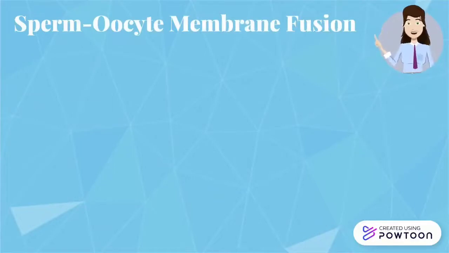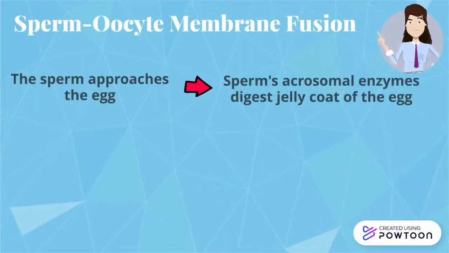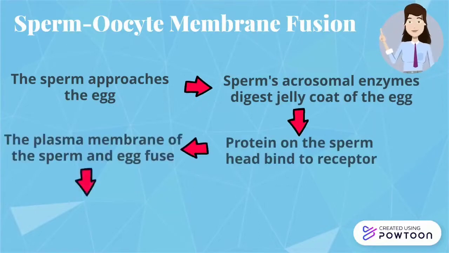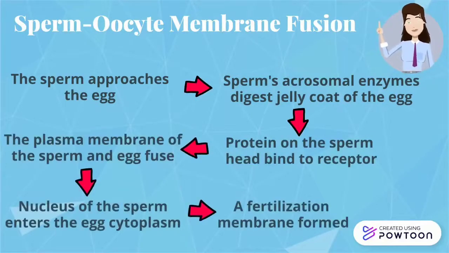For the sperm-oocyte membrane fusion, the sperm approaches the egg. Then, the sperm's acrosomal enzyme digests the jelly coat of the egg. Proteins of the sperm head bind to the receptor. The plasma membrane of the sperm and egg fuse. Then the nucleus of the sperm enters the egg cytoplasm and a fertilization membrane forms.